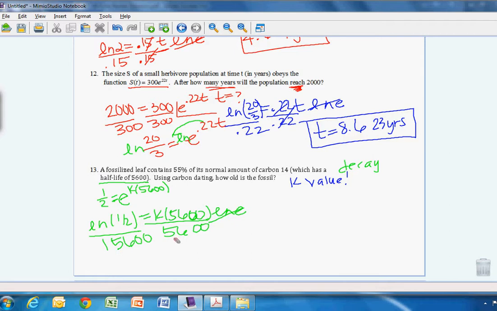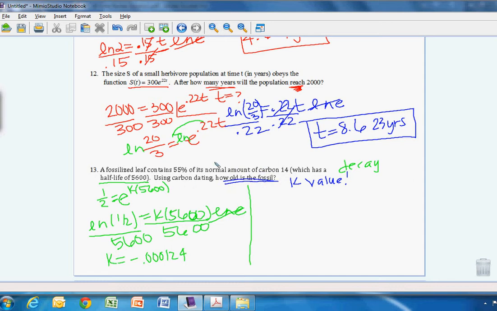Let me erase that. Sorry about that. And then plug this into your calculator. And you'll get that your K value is negative 0.000124. So that's your K value. That's not what you're just looking for, though. You actually want to find how old is the fossil.